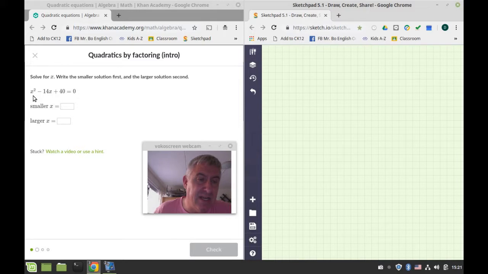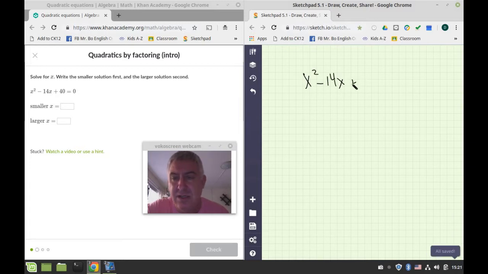Our second question: x squared minus 14x plus 40 equals 0. So we'll solve for x. Write the smaller solution first and the larger solution second. So we've got x squared minus 14x plus 40 is equal to 0. So we want factors of 40 that add up to negative 14. Negative 14 looks the same, but 40 is going to make all the numbers different.